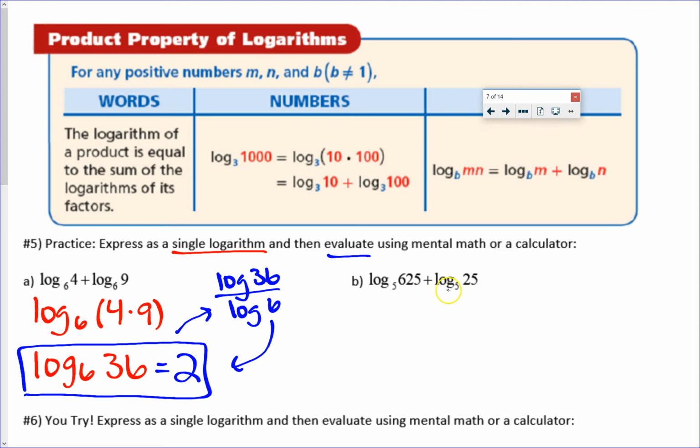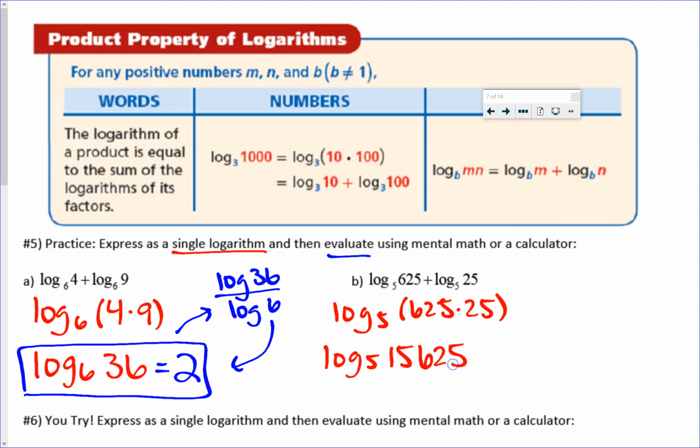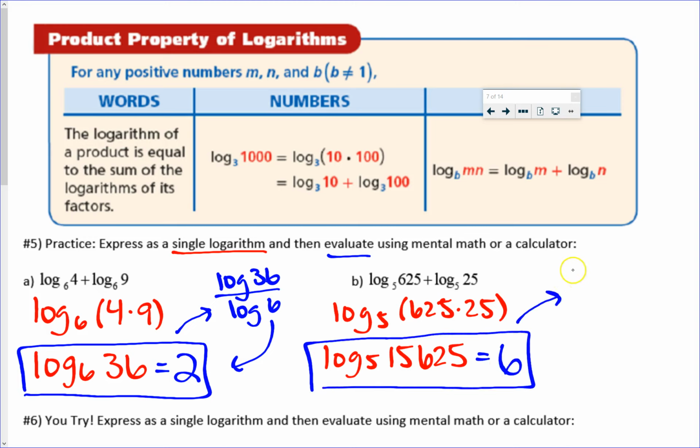All right, my next one. Again, I see two pieces. They're being added together. So I'm gonna bring them together as one with multiplication. So 625 times 25. Gives me a nice large number. Who has it for me? 15,625. Okay. All right, I have expressed it as a single log. Now let's evaluate. 5 raised to what power is 15,625? 6? So again, change of base. You have done log of 15,625 divided by log of 5, and that's where my 6 comes from.